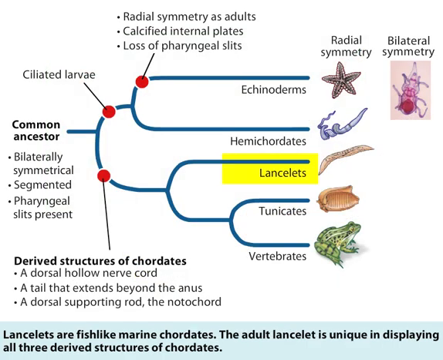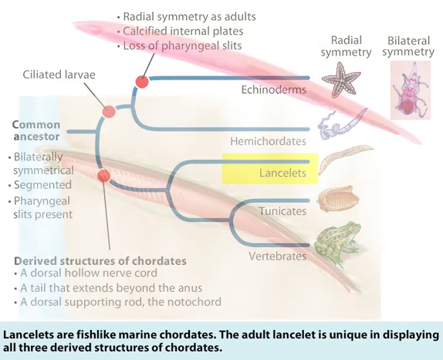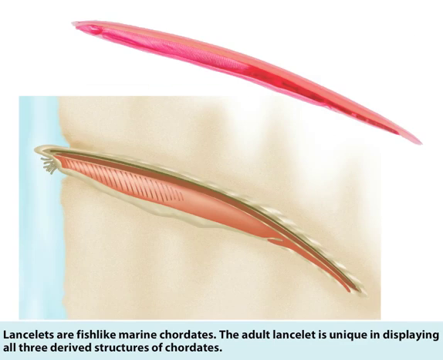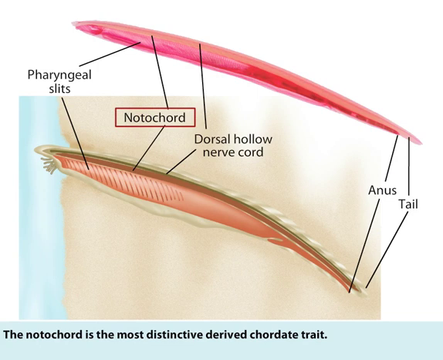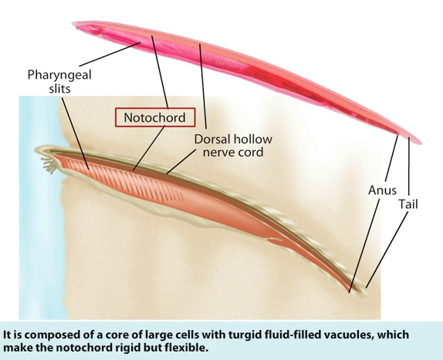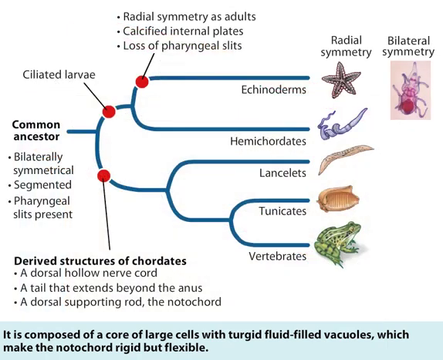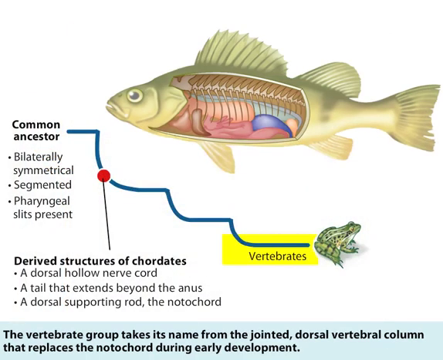Lancelets are fish-like marine chordates. The adult lancelet is unique in displaying all three derived structures of chordates. The notochord is the most distinctive derived chordate trait. It is composed of a core of large cells with turgid, fluid-filled vacuoles, which make the notochord rigid but flexible. The vertebrate group takes its name from the jointed dorsal vertebral column that replaces the notochord during early development.